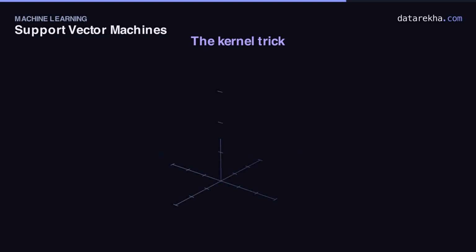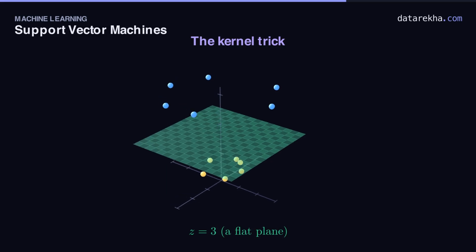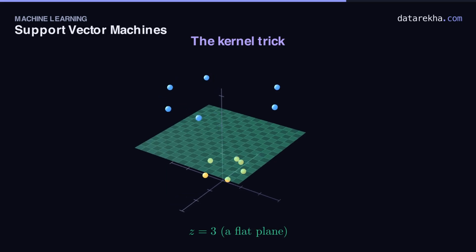Watch what happens in the lifted space. The gold cluster stays low, hugging the floor. The blue ring lifts into a ball, floating well above it. Suddenly the two classes are stacked, one low, one high. And now a plain flat plane, sliding in at height 3, separates them perfectly. Every gold point below it, every blue point above. In this richer space, a linear boundary does the job the line never could.